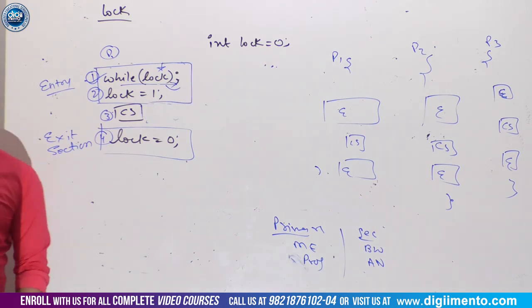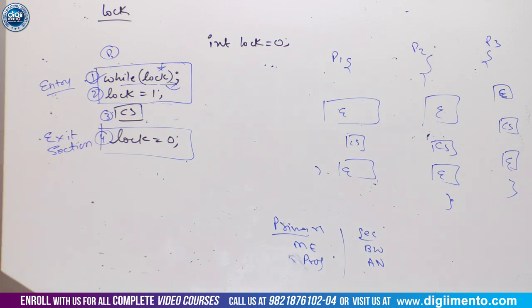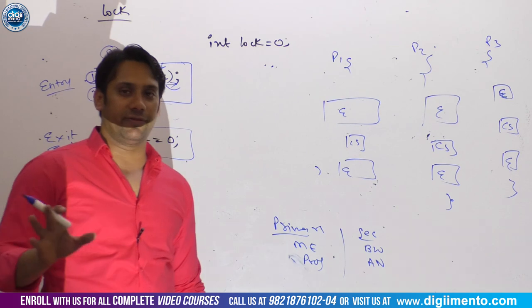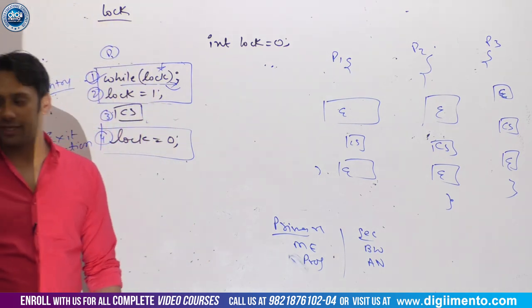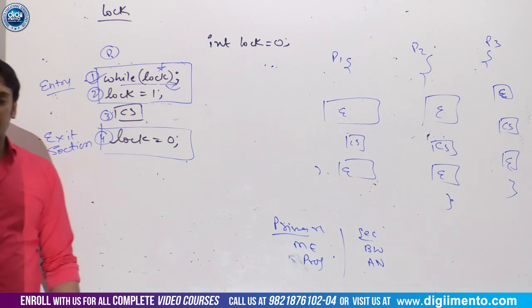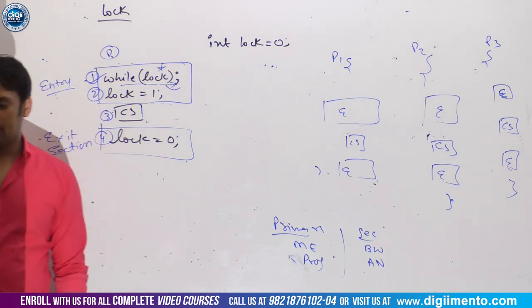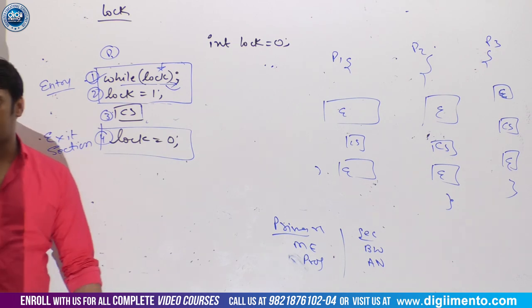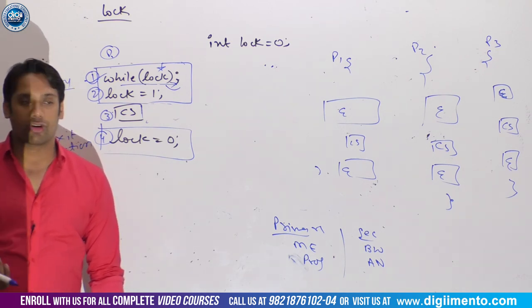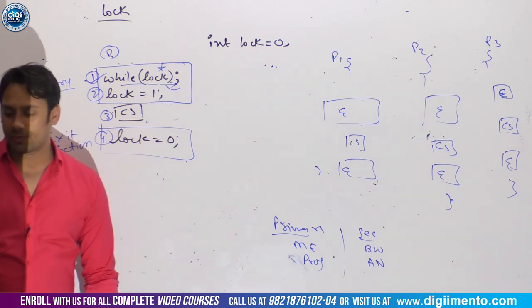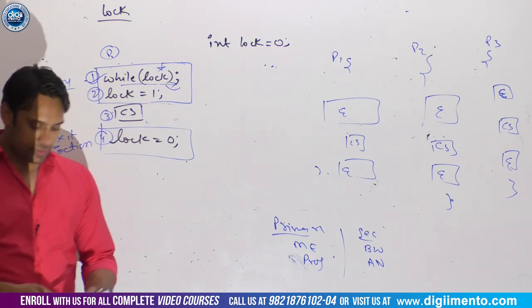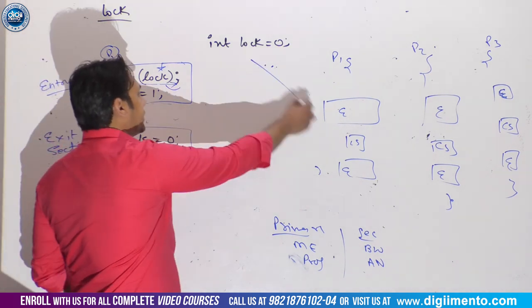So one student said, in some cases it will not work. But when will it not work? Pranita said it is working correctly. Jyoti said it is not progressive. Progress is followed. Is there anyone stopping another process, or anyone not interested in entering the critical section stopping it? I think progress will be followed. Anyone else? Okay, so basically this solution is not correct.